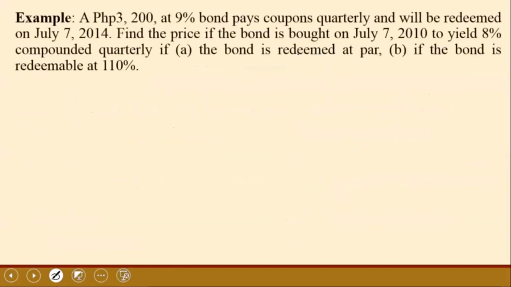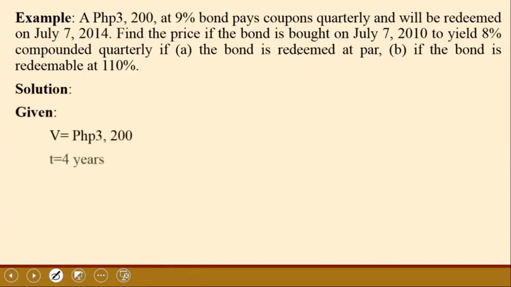Okay, example. At 3,200 pesos at 9%, the bond pays coupons quarterly and will be redeemed on July 7, 2014. Find the price if the bond is bought on July 7, 2010 to yield 8% compounded quarterly if A, the bond is redeemed at par, B, if the bond is redeemable at 110%.